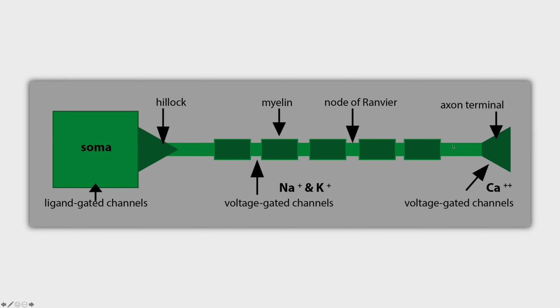Now, once the action potential reaches the axon terminal, there we have other types of channels. Of course, we also have sodium and potassium, but here we have a different type of channel, the calcium channel, which is also voltage-gated. When the action potential reaches this point and depolarizes this area, the calcium channels will open, calcium will enter, increase the depolarization even more, and this will lead to the release of the neurotransmitters from this area into the synaptic cleft. And then these neurotransmitters will either excite or inhibit another neuron, or stimulate a muscle, or stimulate a gland in order to do what these structures normally do.